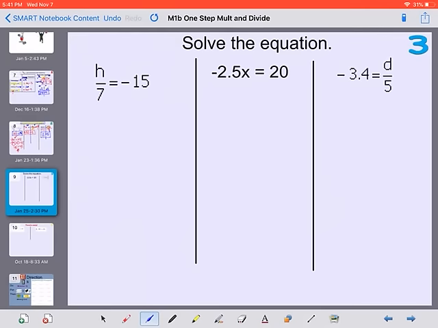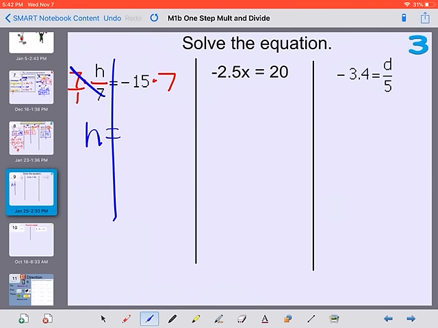Let's flip over to the back side and try a couple more. Draw your line. Whatever you do to one side, we do to the other. So this says h divided by 7. The opposite of dividing is multiplying. So we need to multiply by 7 on both sides. Remember, it goes on the top if it's a fraction, because 7 over 7 eliminates and makes just one h, or h.